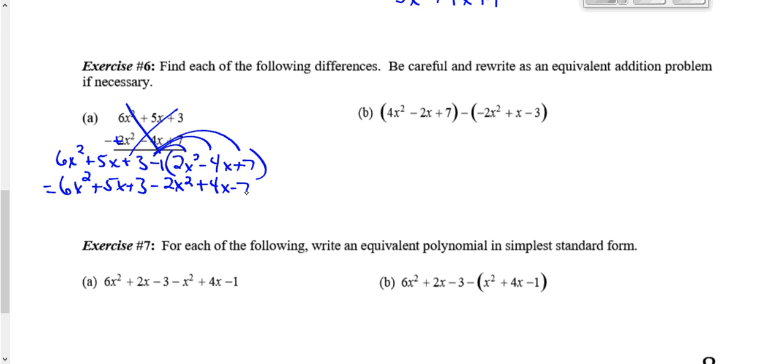Now let's combine like terms. What's the highest exponent term in there? X squared. So 4x squared, plus 9x, because 5x plus 4x is 9x, minus 4, because 3 minus 7 is -4. Okay?